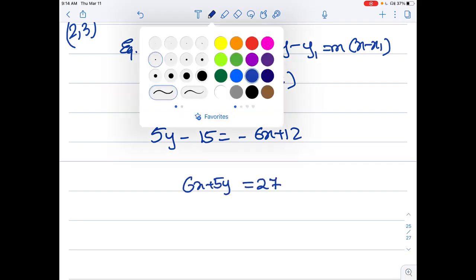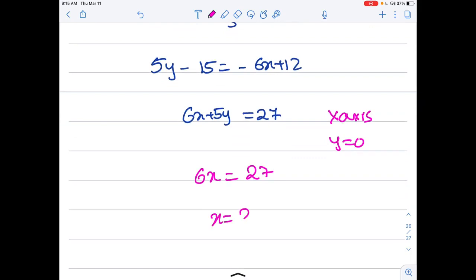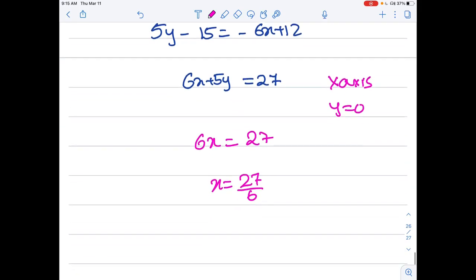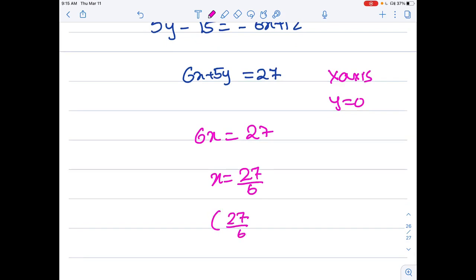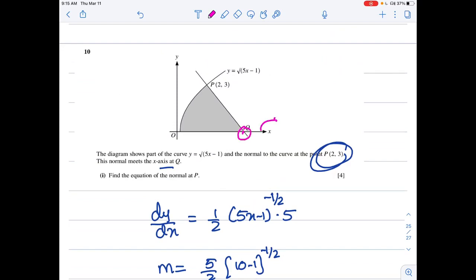But the normal is passing through what axis? X-axis. X-axis means y equal to 0. So y equal to 0. Is he asking for the equation of the normal? So just to find it out, y is equal to 0. So 6x is equal to 27, x is equal to 27 upon 6. So the point there will be (27 upon 6, 0). This is a point Q. Though he's not asking, we just found it out. The equation of the normal along with that point has also been found out.